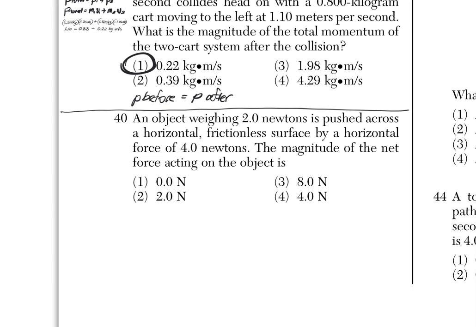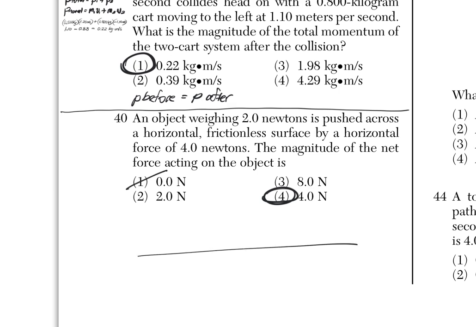All right, number 40. An object weighing 2 newtons is pushed on a horizontal frictionless surface by a force of 4 newtons. What is the magnitude of the net force acting on the object? It does not say it's moving with a constant velocity, so the net force is not 0. And then you might say that, oh, well, 4 minus 2 is 2, so the net force is 2. However, the net force is actually 4. Now let me show you why.